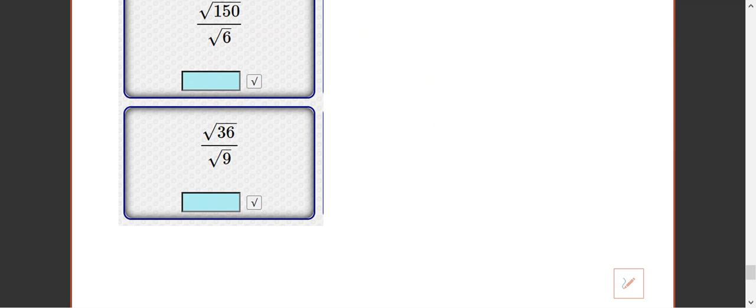Root 36 divided by root 9 then. That's an interesting one. Any ideas what you would do for this one? They're both square numbers, so that's 6 divided by 3, which equals 2. Don't need to do any of the messing around with radicals and surds. Don't forget, if you've got a square number, deal with it first. Take it out, don't try and split it, and recognize your square numbers.